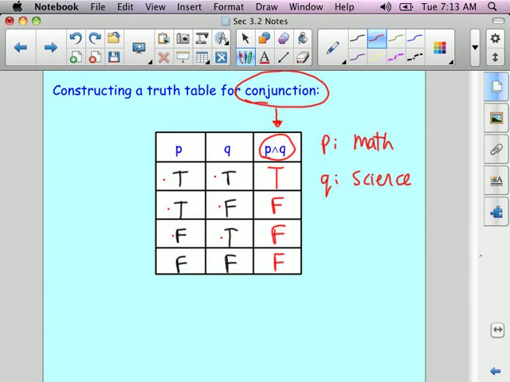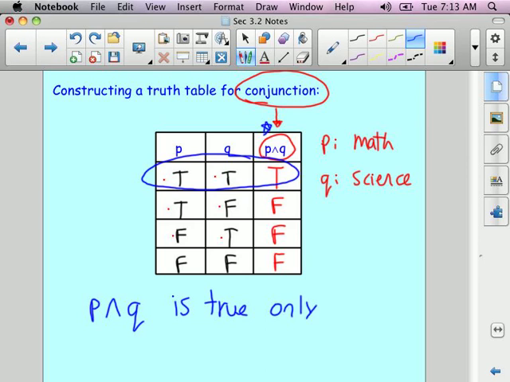So a conjunction is only true if both parts are true. Like in this line right here, that's the only time we put down true under this column. That's actually worth writing down as notes. So P and Q is true only when P and Q are both true. Or only when you have a situation where it's true and true. That's the only time you'll say true to a conjunction.